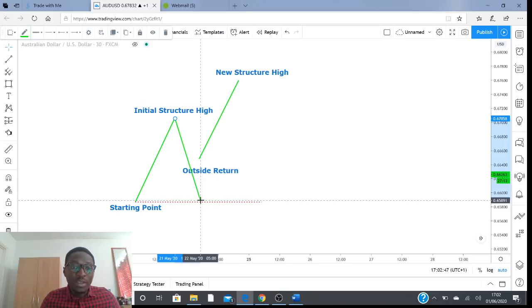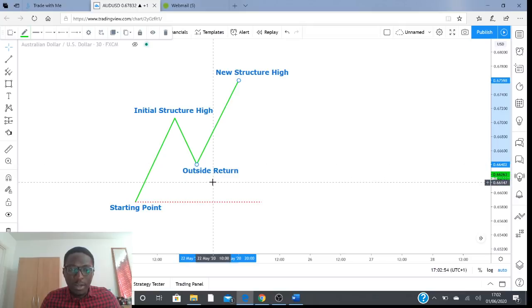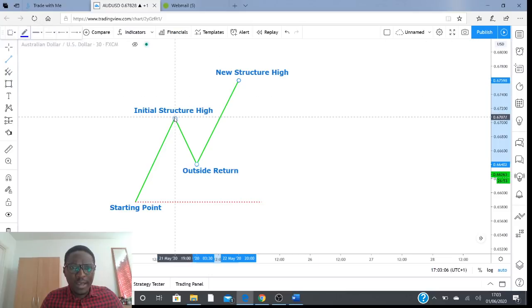And if that happens, then you have a valid outside return of a bullish structure. I hope that's clear to everyone. Some of you already know this, like I said, because I've already explained this at least a couple of times in my previous videos. So if we're going for the second rule, there are two rules to a bullish structure, and this is the second rule.